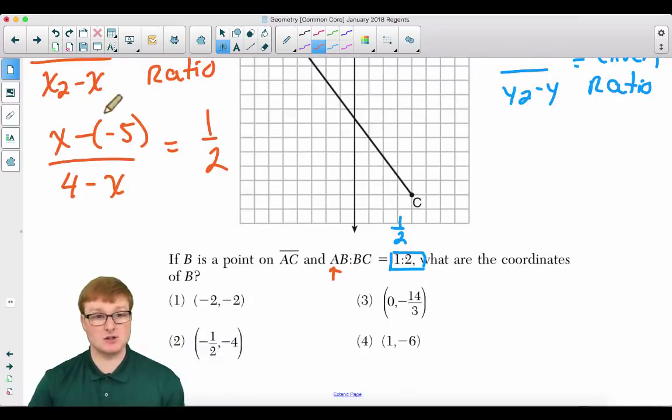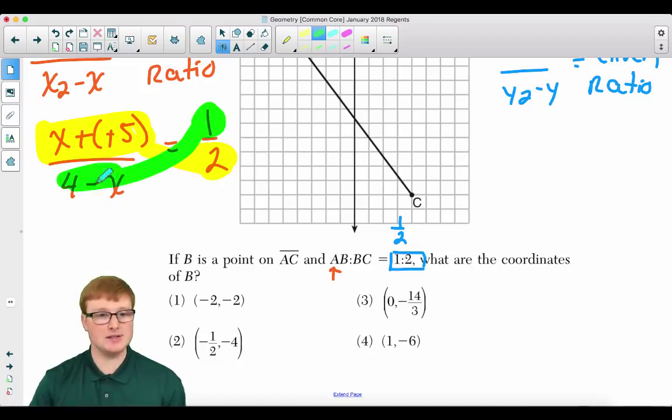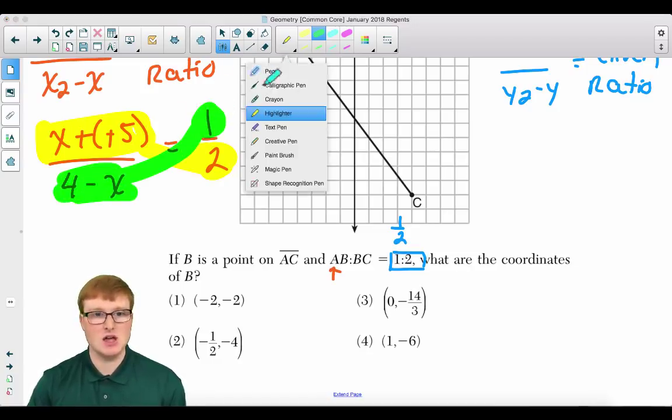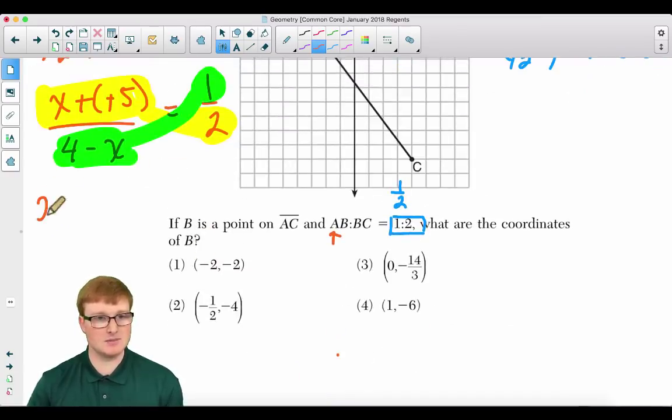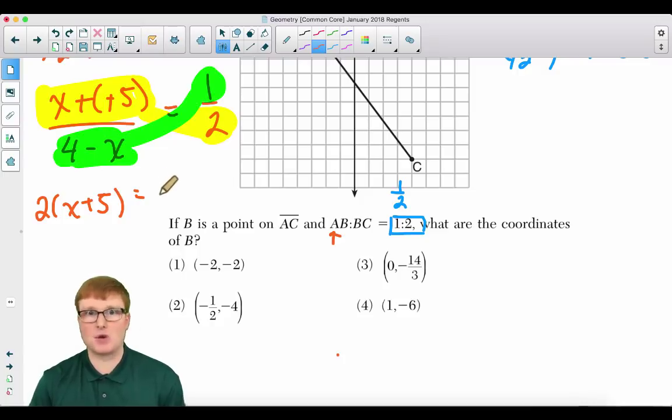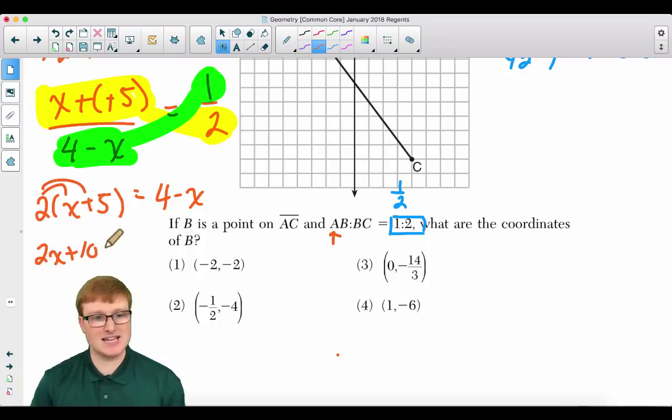Now we're going to cross multiply this. So this is really x plus 5 times the value of 2, which is what we're doing in cross multiplication, and then 1 times the 4 minus x. When we continue to solve this, we get 2 times x plus 5 is equal to 1 times 4 minus x, or just 4 minus x. 1 times anything is itself. So now we distribute that 2. We get 2x plus 10 is equal to 4 minus x.